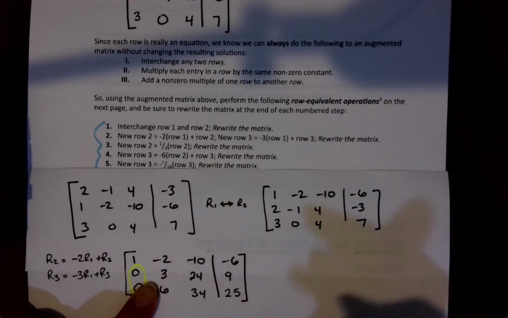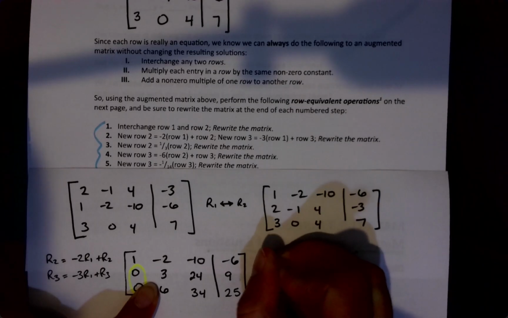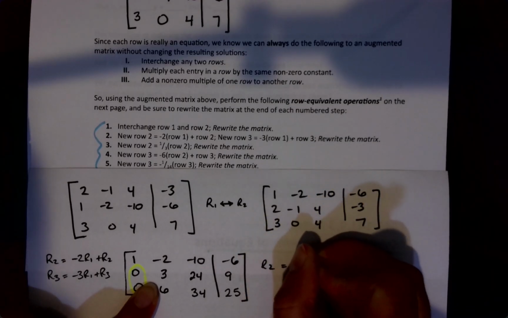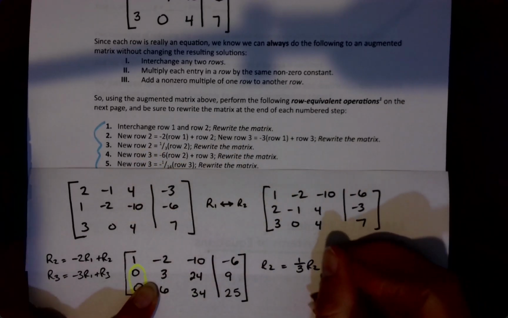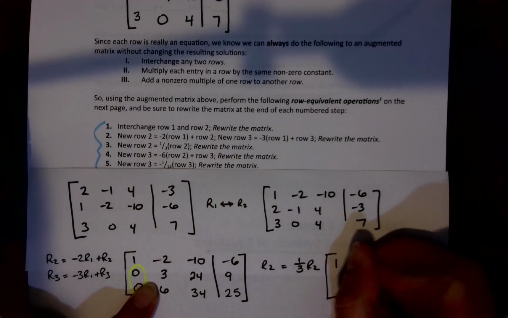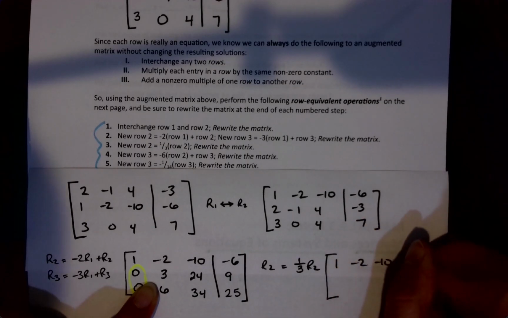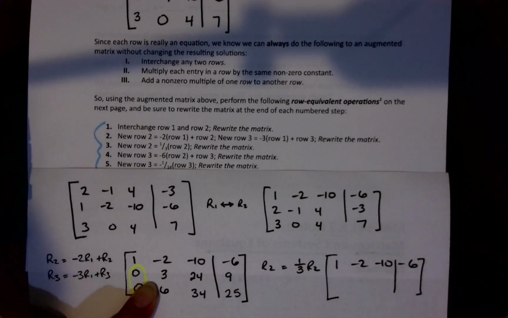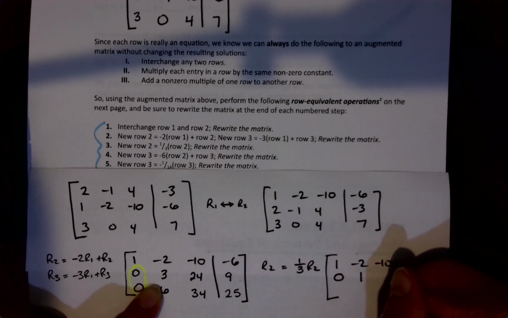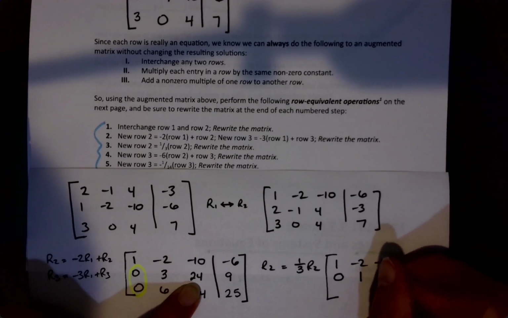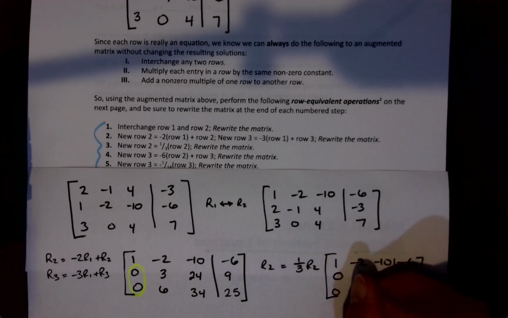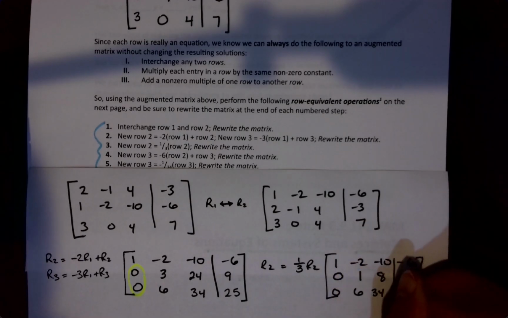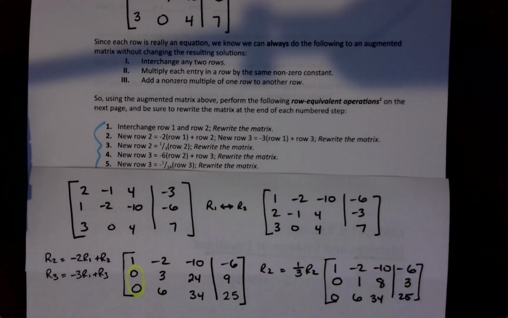So we're going to divide by 3. So row 2 is going to equal 1/3 of row 2. And I can do that here. So I have 1, -2, -10, -6 stays the same. 0 divided by 3 is still 0. 3 divided by 3 is 1. 24 divided by 3 is 8. And 9 divided by 3 is 3. And we're going to leave our 0, 6, 34, 25 alone.